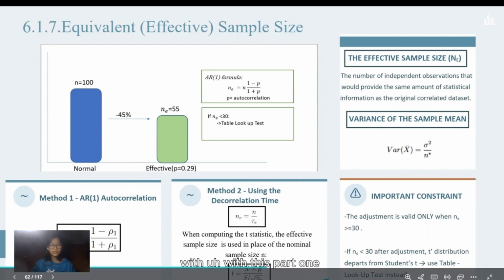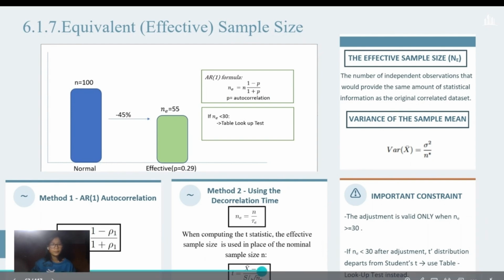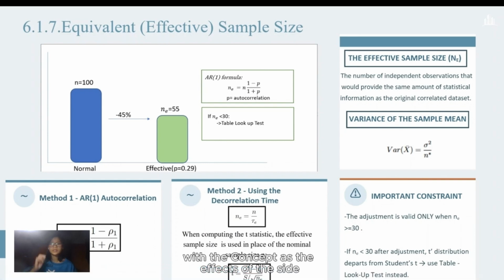With the core concept, the effective sample size is the number of independent observations that provide the same amount of statistical information as the original correlated dataset, and it affects the variance of the sample mean. There are two methods to use. One is AR autocorrelation with rho 1, the correlation between current and previous values, and n, the actual sample size.